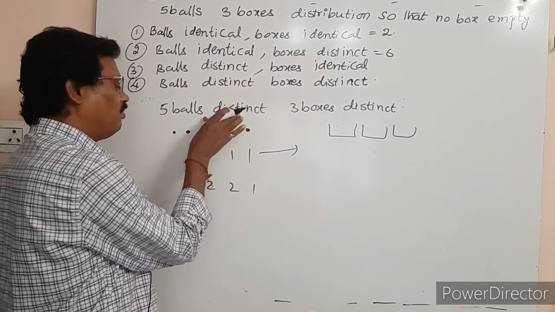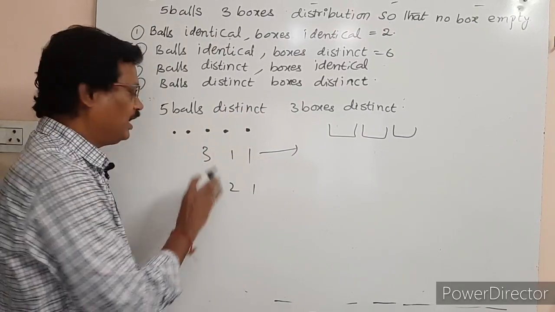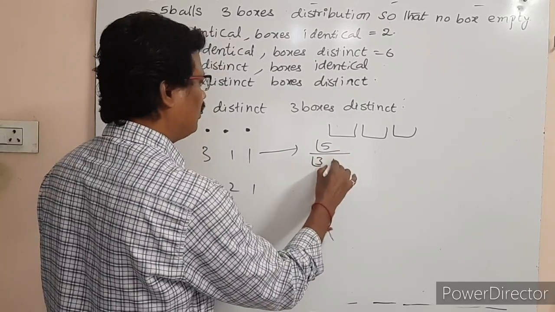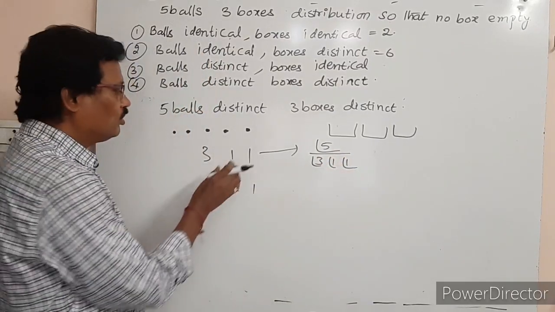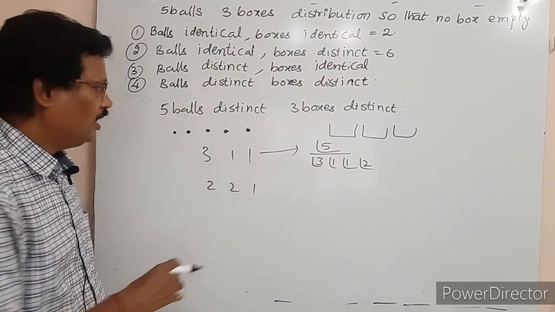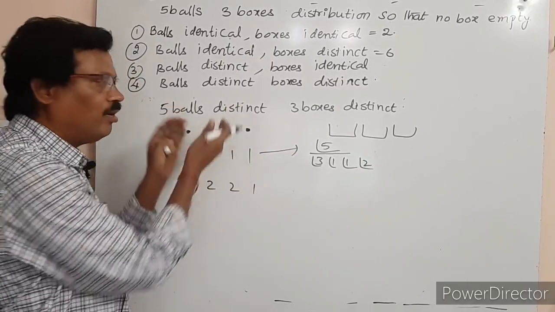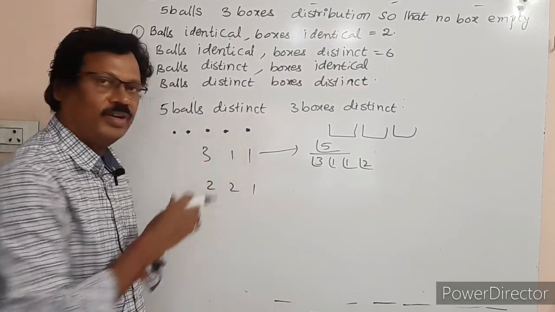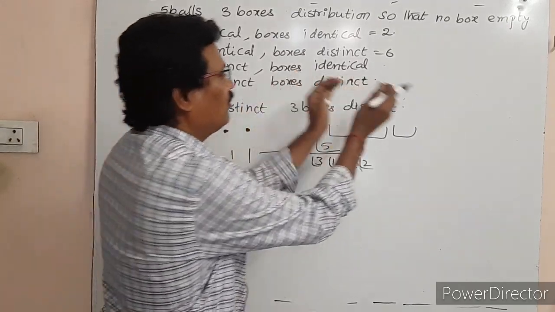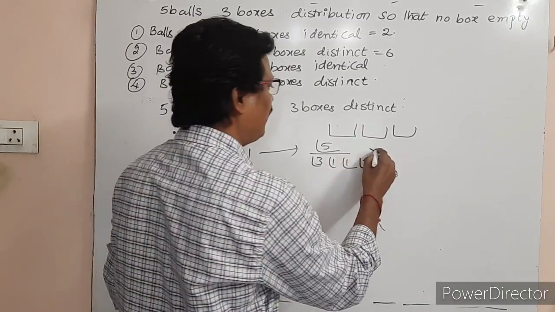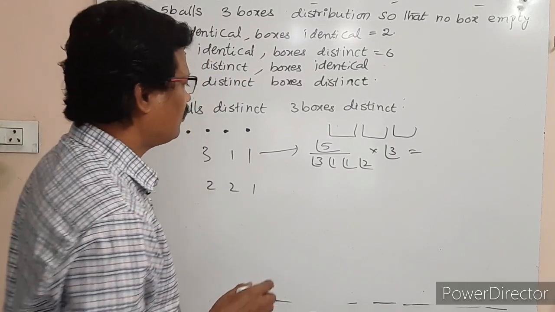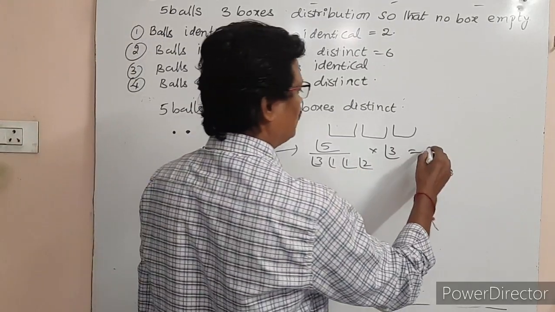Therefore, 5 distinct balls into 3 groups containing the 3 1 1, that is 5 factorial by 3 factorial into 1 factorial into 1 factorial. There are 2 groups containing the same number, that is why into 2 factorial. Now, what we did here, 5 balls into 3 groups, we are separating 3 groups. Since the boxes are distinct, the 3 groups are arranged into the 3 boxes, that is into 3 factorial ways. Therefore, how much is it? 10 into 6, 60 we got.